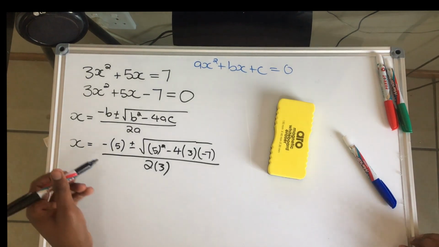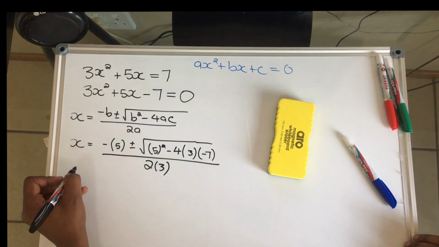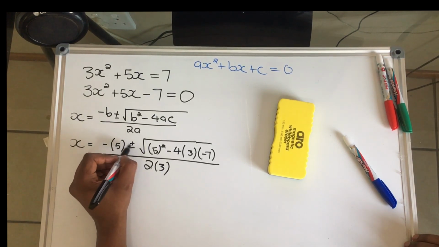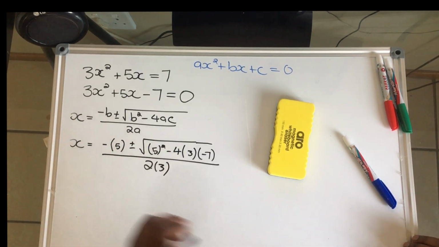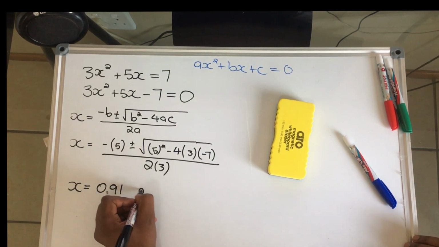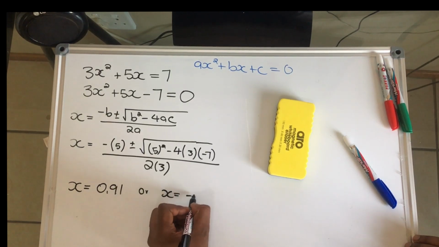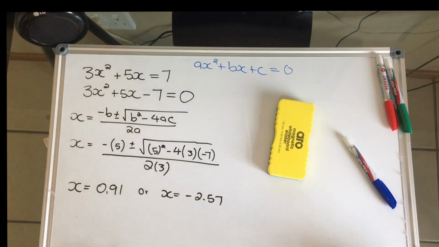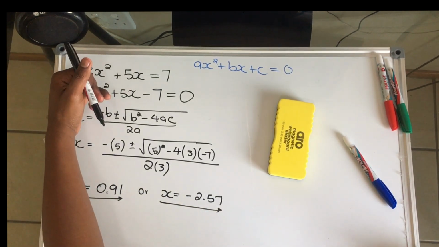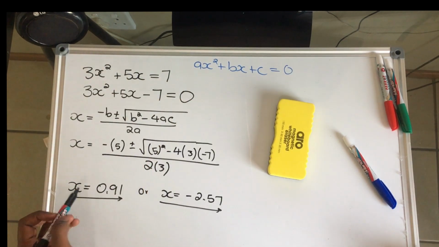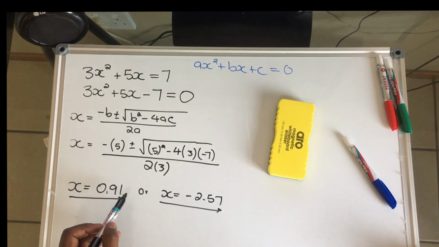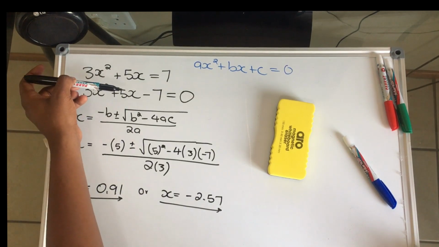Okay, so now from this we're going to go straight to the calculator, and remember the plus or minus. You can start with plus or start with minus. So now we'll look at your x is 0.91 or your x is minus 2.57. Again, to confirm if the answer is correct or not, we substitute into the original equation to get 0. Although, because right now we rounded to 2 decimal places, you will find your answer is close to 0 for that equation.